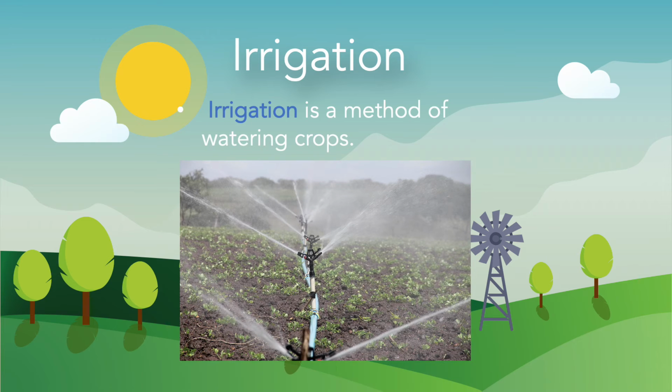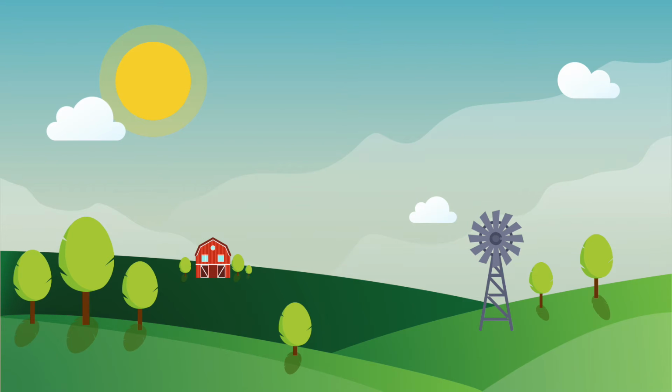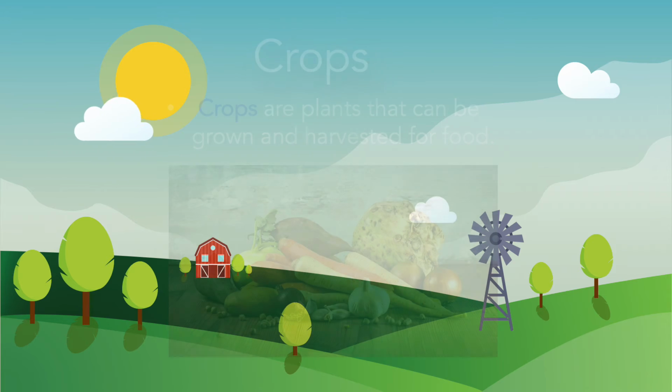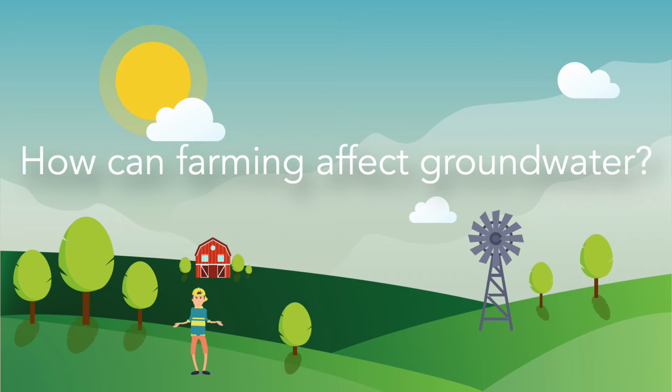Now for some farming concepts. Irrigation is a method of watering crops. Crops are plants that can be grown and harvested for food. How can farming affect groundwater?